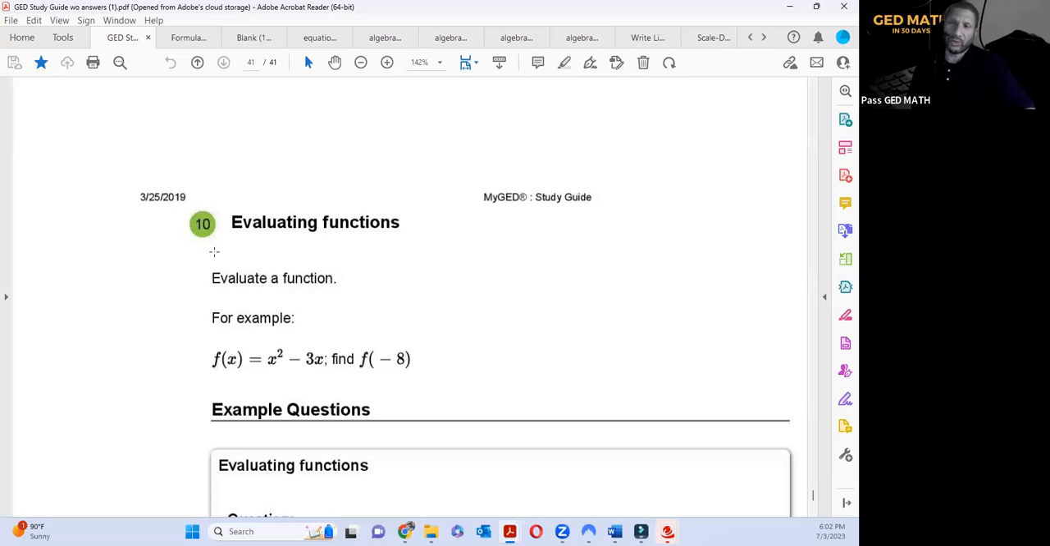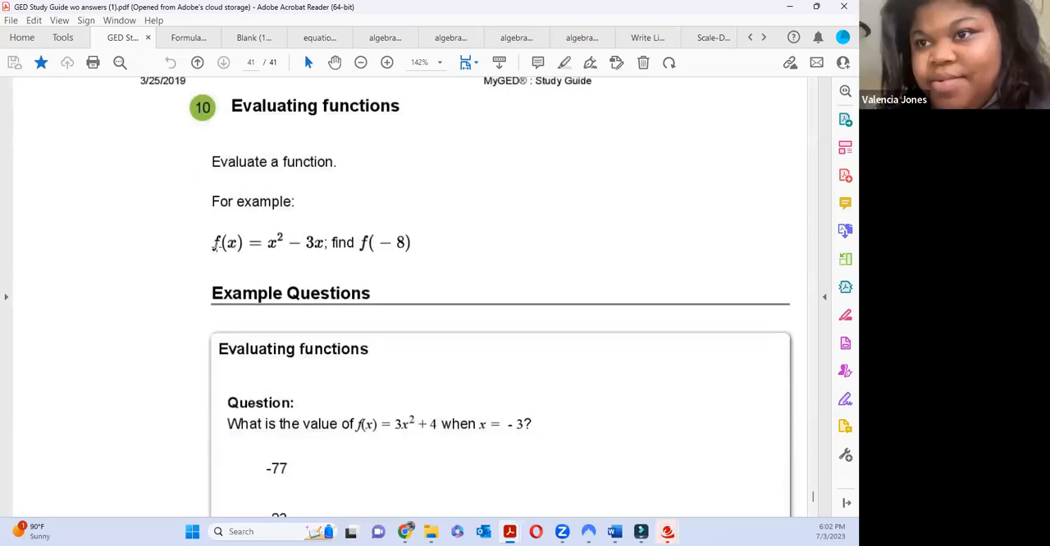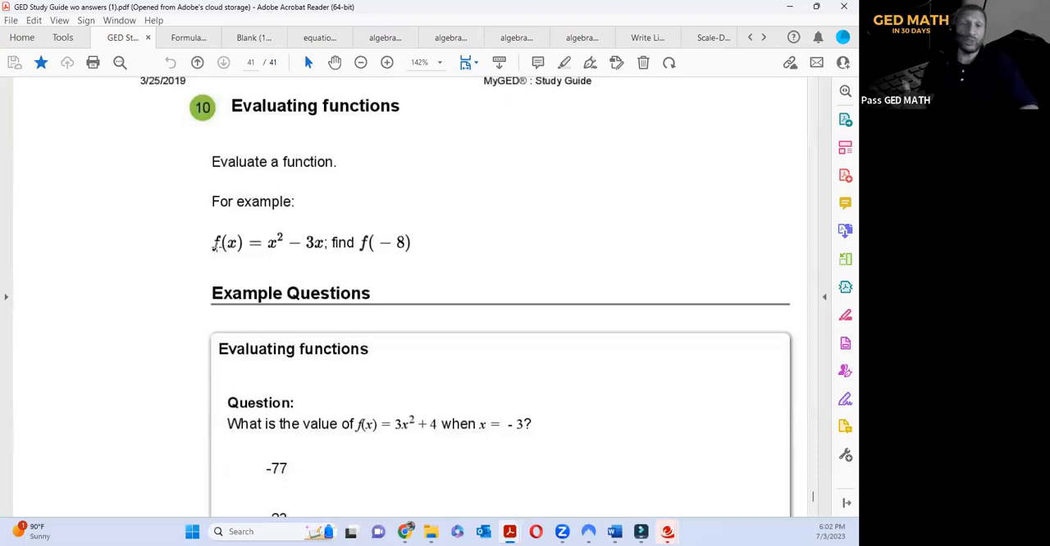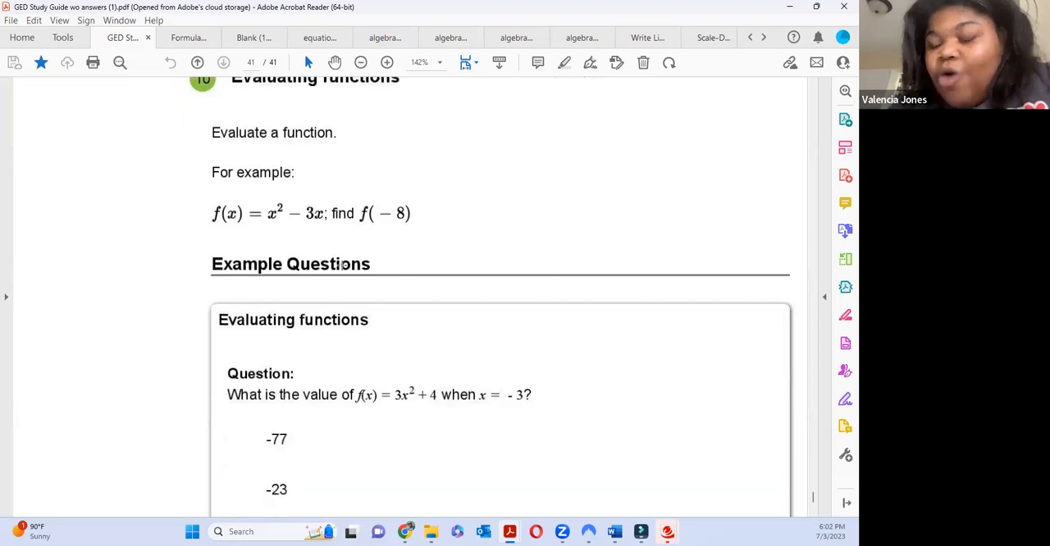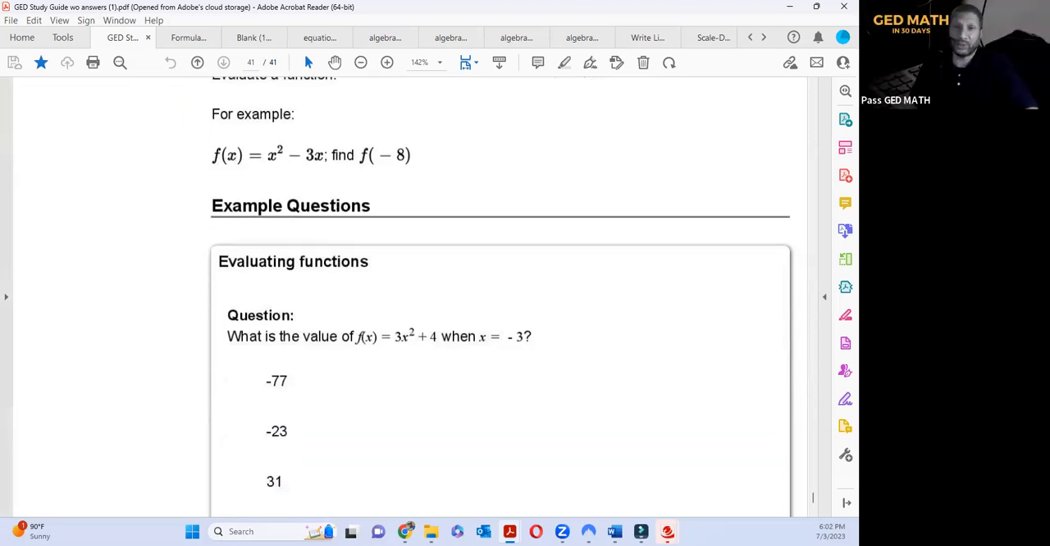It's only two things you're going to have to do for functions. You either got to evaluate a function, or decide whether it's a valid function or not. It's only two things they're going to ask you on the GED. If they ask you to evaluate a function, all you're doing is plugging that value into the expression. So here are two examples.